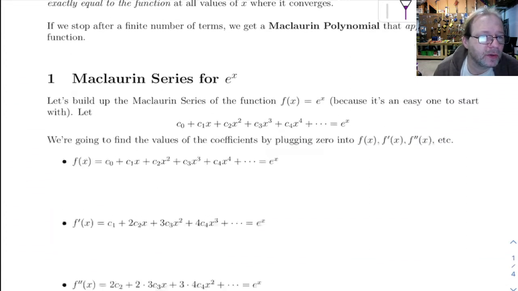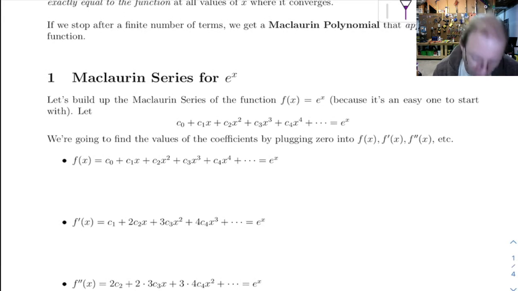Okay, so let's start with the Maclaurin series for e to the x, because that's a nice, easy function to deal with. I've got this written backward from up there, but let's let e to the x equal this series here. And what we're going to do is solve for each one of those coefficients by plugging in 0 into the function, its derivative, and its second derivative, and so on.